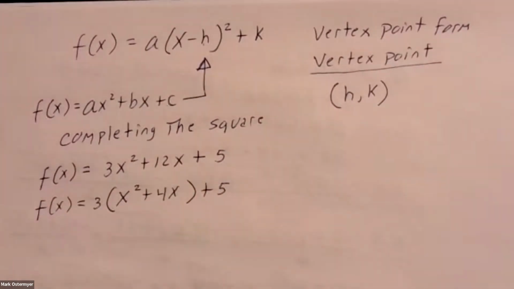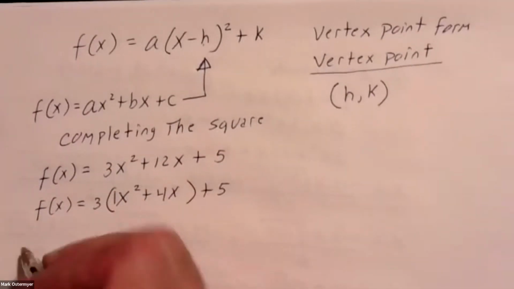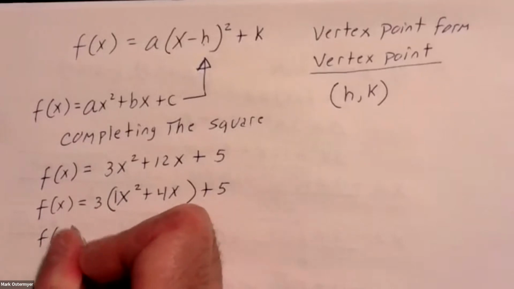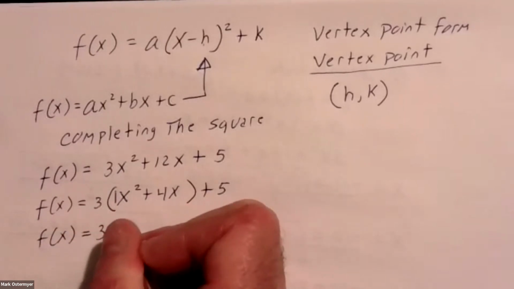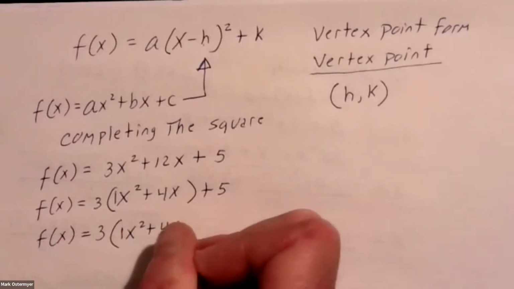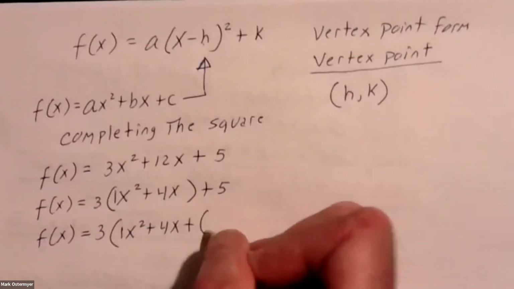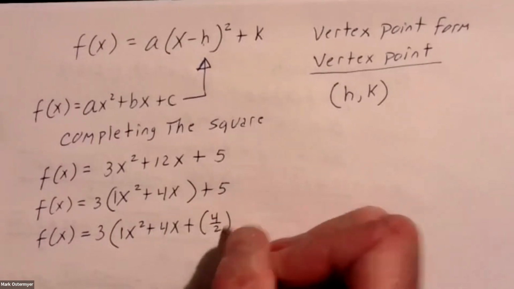Fair enough? Still the same function? All right, now we're going to complete the square on this binomial here. And to do that, we're going to have to add the square of half the linear coefficient to it. So that is to say that I'm going to have to add to this binomial the square of half of this 4 here. So 4 divided by 2, and we're going to have to square that.